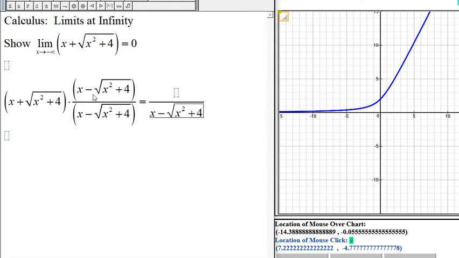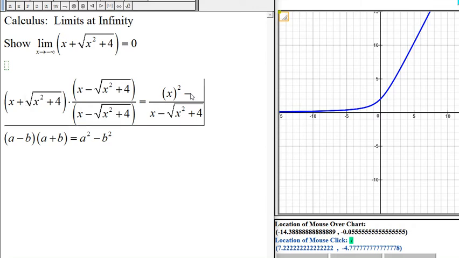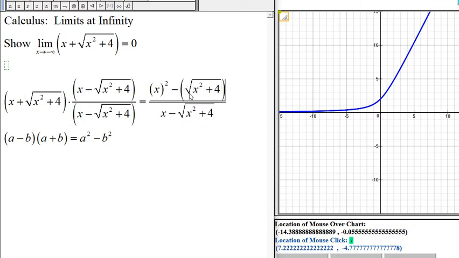So this is like the difference of two squares. And recall that if we have the difference of two squares, like a minus b times a plus b, then this is just a squared minus b squared. So we just square the first minus square the second. So the same thing here, we just square the x, and then minus square the second term right here.